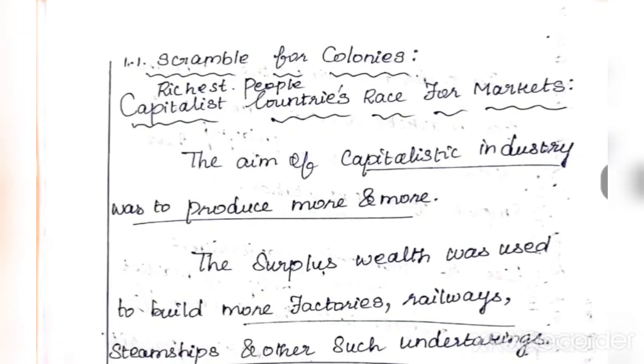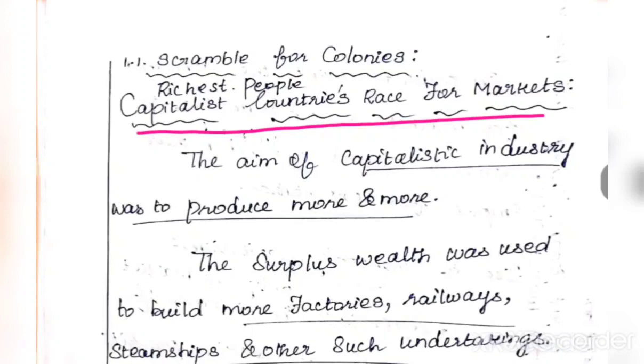Under that, one heading is given: capitalist countries race for markets. What is meant by capitalist countries? Capitalist countries means rich countries. The richest countries, Britain, France, Russia, America, those countries were called capitalist countries.